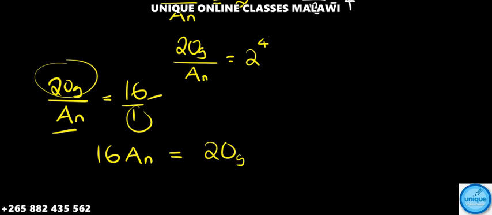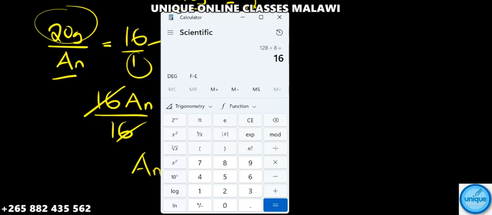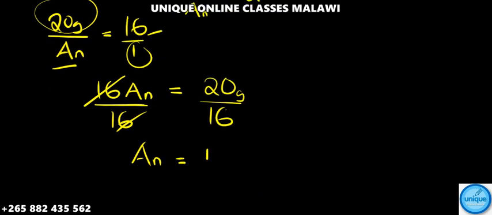So next, to find the mass, just divide both sides by 16. So this 16 and that 16 will cancel, remaining with A n, the final mass after 4 half-lives. We have 20 divided by 16, and the answer is 1.25. So this is 1.25 grams. So after 12 hours, we are going to have that final mass.